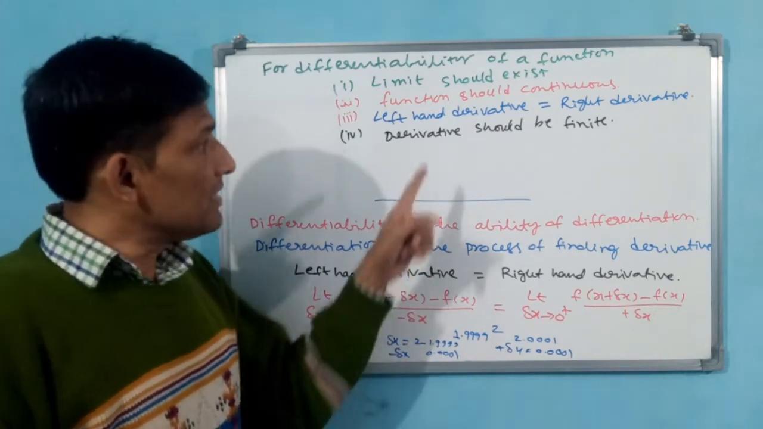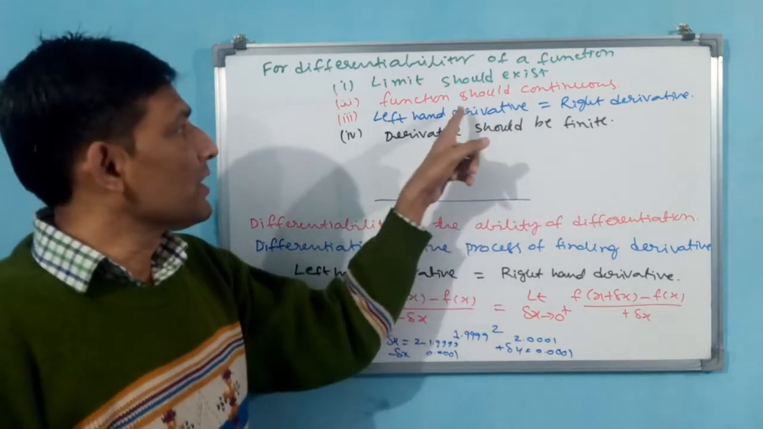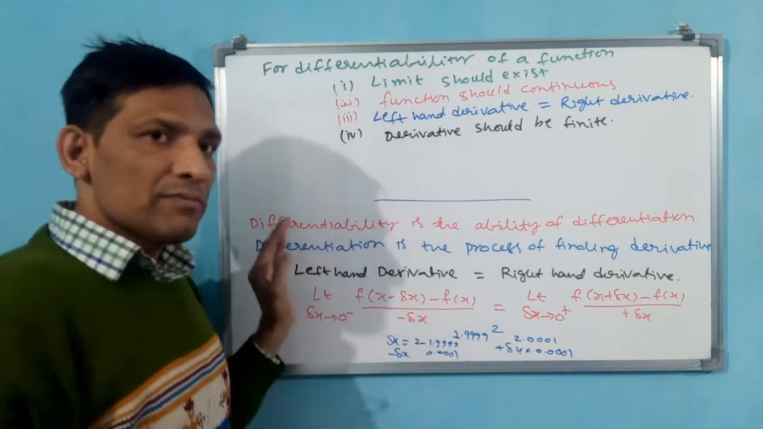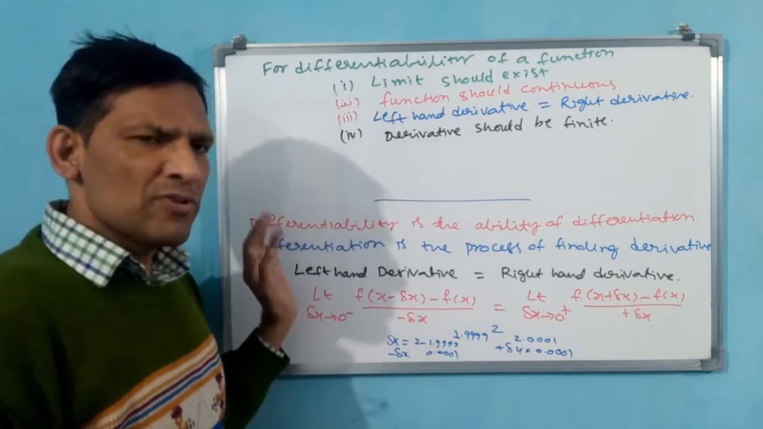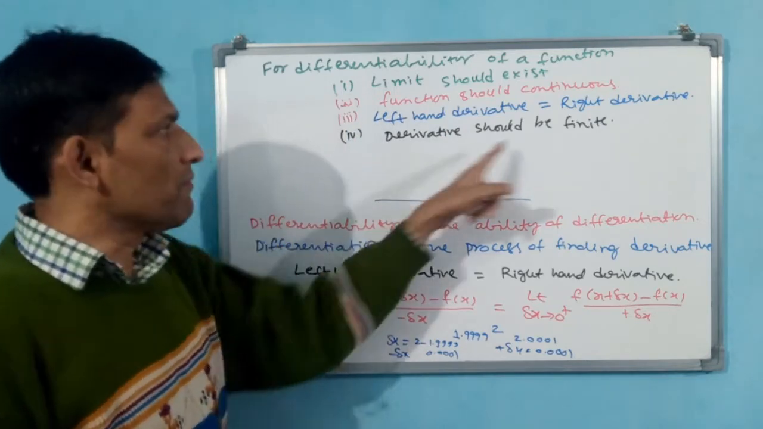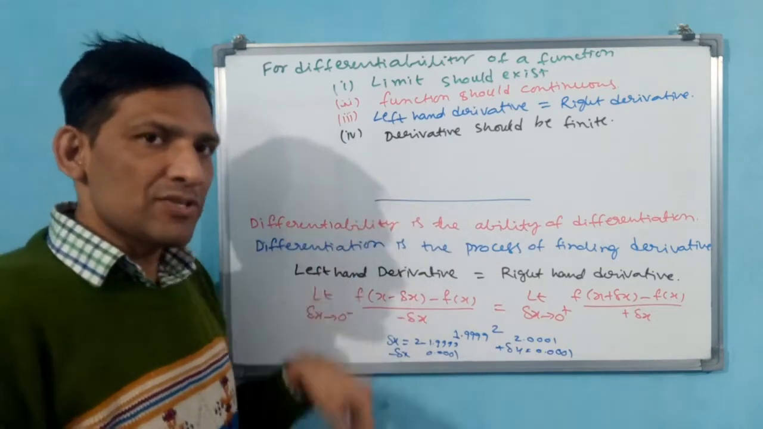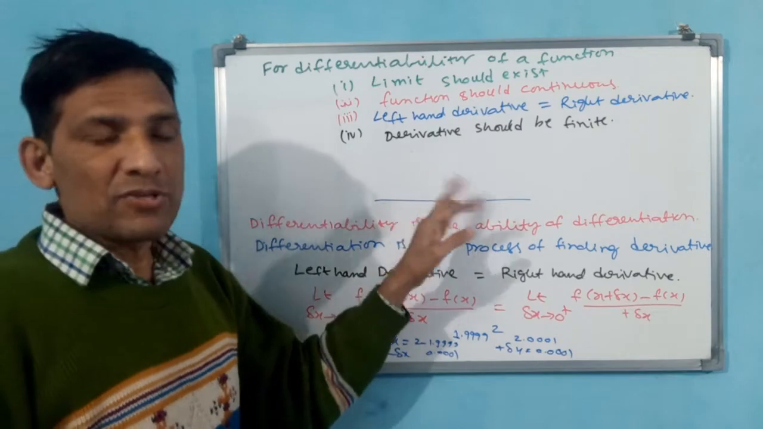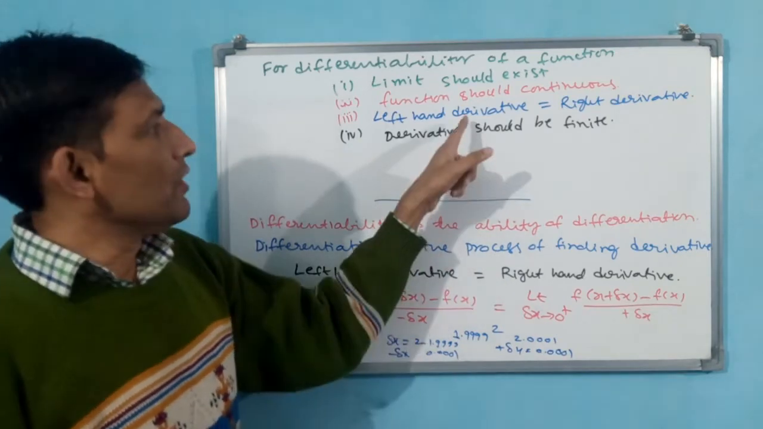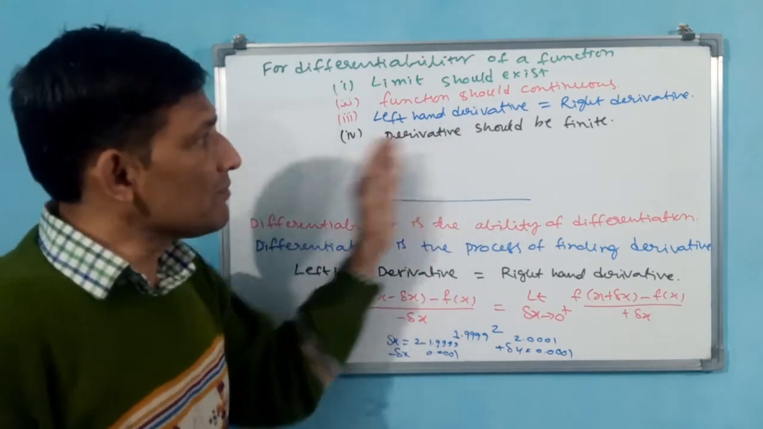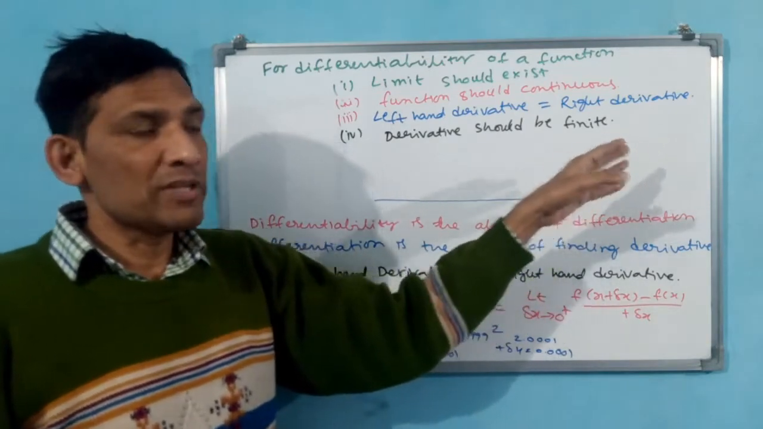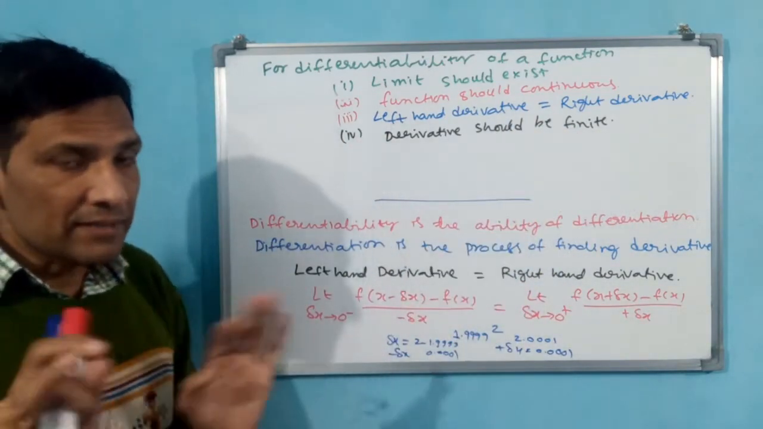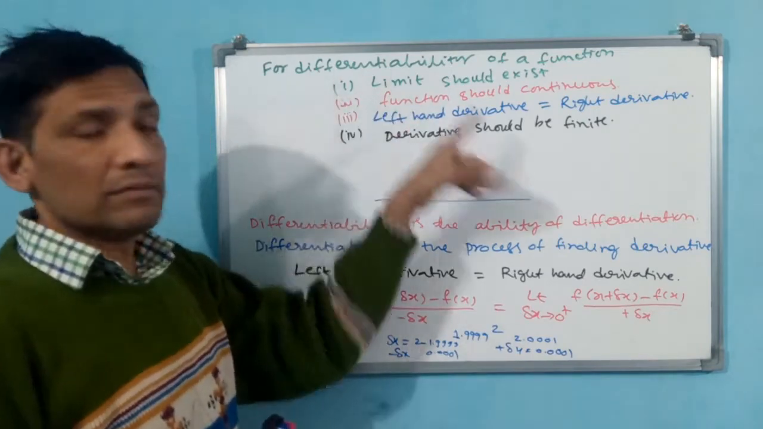See, why this is important? In some derivatives or limits, left hand derivative also, 1 by something by 0 will come, 0 by 0 or something by 0. Finite means it should not be something by 0 or 0 by 0, both. Left hand derivative also 0 by 0 has come, right hand derivative also 0 by 0 comes, means both are not finite. Then that function is not differentiable.